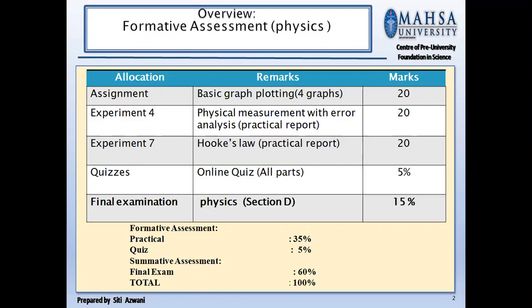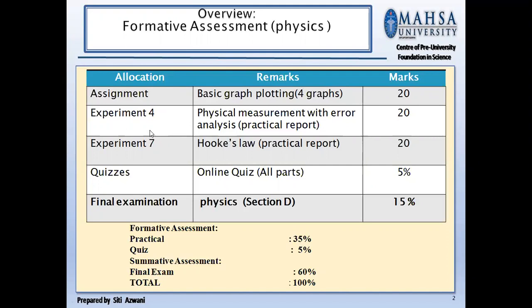For the coursework mark, this is for the physics part. You have basic graph plotting, the first topic, and then you have an assignment. After you finish your basic graph plotting lecture today, you need to do your assignment, which means you need to plot 4 graphs, then submit. The mark is 20 marks.